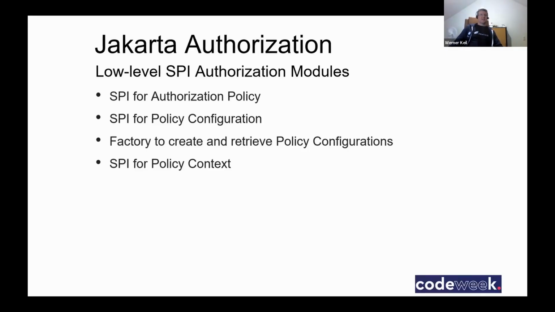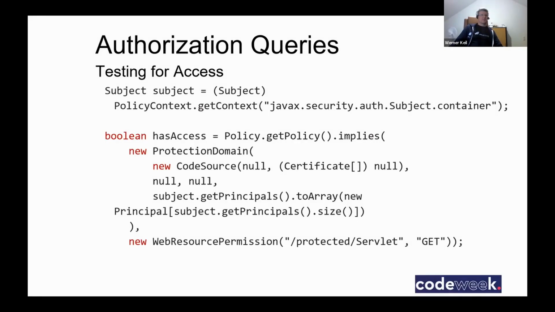The next lower level spec is Jakarta Authorization. It provides a low-level SPI type of spec for authorization modules. It offers several SPIs for authorization policy, configuration of such policies, and a factory to create or retrieve existing policy configurations, as well as another SPI for the policy context. So here's an example.